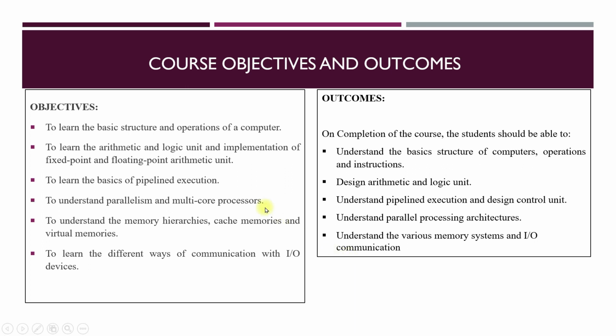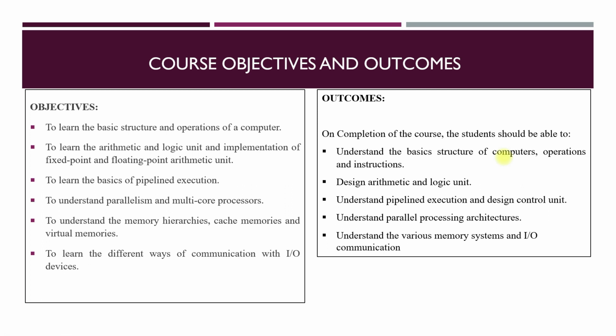So objective is something which you are going to study, that is the aim of a subject is called an objective. Outcome is after completing your studies, after completing a particular course, what is going to be your outcome. So from the things that you have learned for that particular course, what you will be able to do. So the things that you can do after completing this particular syllabus is you will be able to understand the basics of computer operations and instructions.